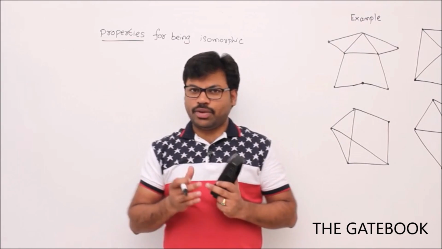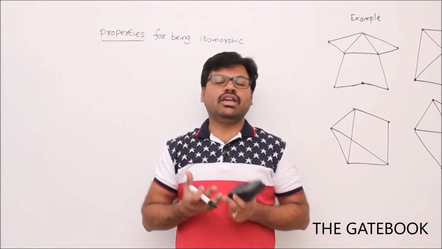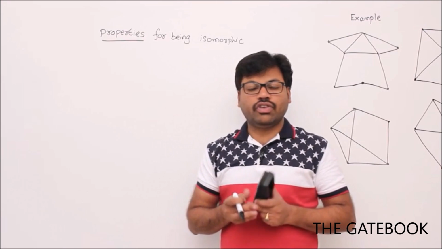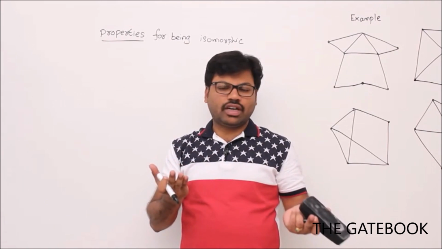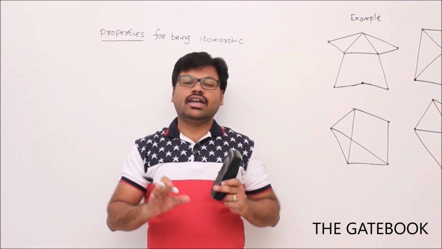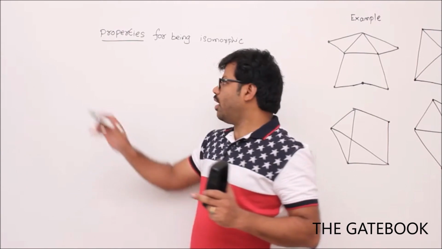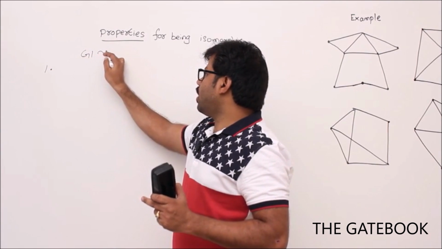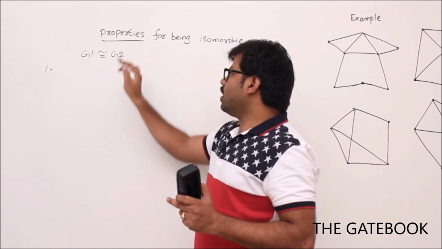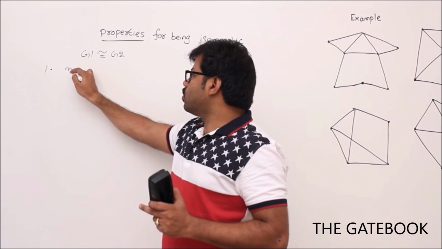So we'll see now properties for two graphs to be isomorphic. If the number of vertices doesn't match, then how can you show the one-to-one correspondence? No, right? That's why the number of vertices should be the same. Okay, let me list out all possibilities. To say that two graphs are isomorphic, one necessary condition is that the number of vertices should be the same.